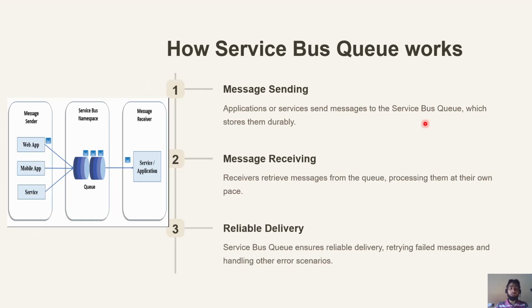So here you can see the service bus namespace present in between, where our message center is. The sender can be a mobile app, a web app, or a service as well. It will send the message to the service bus queue, and the service bus queue then sends the messages to that particular receiver, whatever we want to send to.